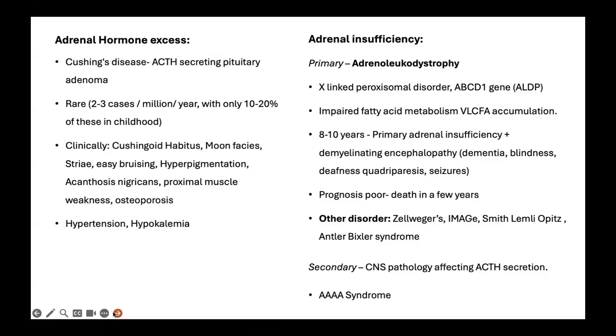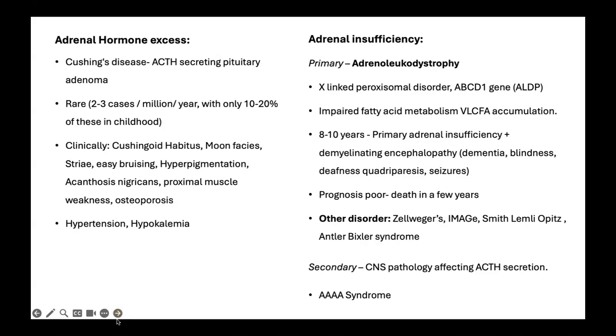Children present around 8 to 10 years of age with features of demyelinating encephalopathy, such as dementia, blindness, deafness, quadriparesis, and even seizures, along with primary adrenal insufficiency. In case there is an intercurrent illness, they may come with adrenal crisis, and there is evidence of increased ACTH by hyperpigmentation evident on clinical evaluation.